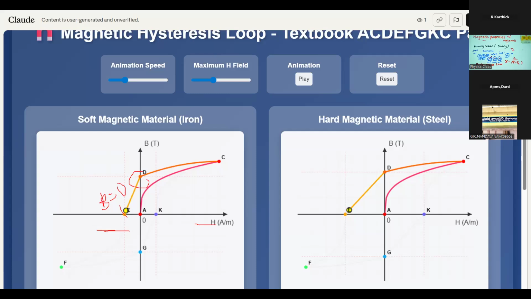At point E, the soft iron on the left has a low value. That is, it is easy to demagnetize, great for electromagnets. The hard steel has a high reverse magnetic field H, that is, high coercivity. So it is hard to demagnetize, great for permanent, reliable magnets. Clear?